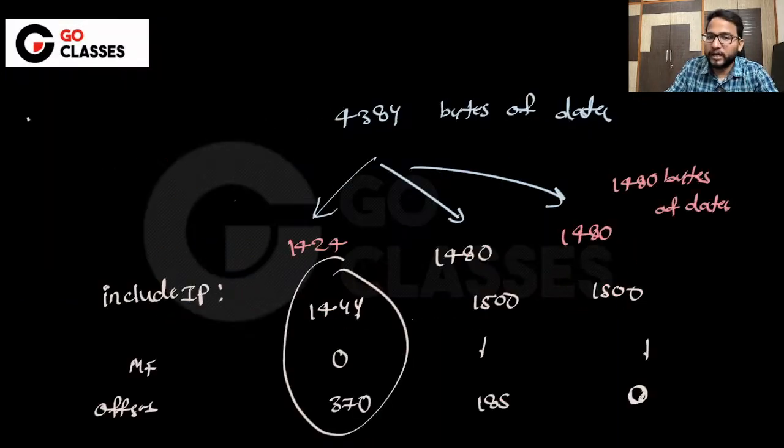It is an easy question. You just need to take care of two things. You need to subtract 20 from the MTU because this is the IP header length. You also need to subtract 20 from the IP datagram size, because you just need to deal with the data.